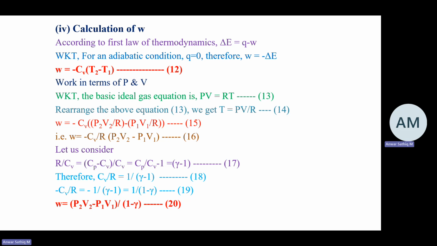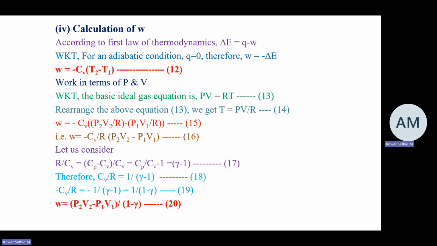Now, work in terms of pressure and volume. Here the equation contains temperature. Already we know that temperature, pressure, volume, all are state variables. Therefore, the above equation may also be modified like this using the known items. We know the basic ideal gas equation, that is PV is equal to RT. This is equation number 13. Rearrange the above equation number 13. Finally, we get T is equal to PV divided by R.